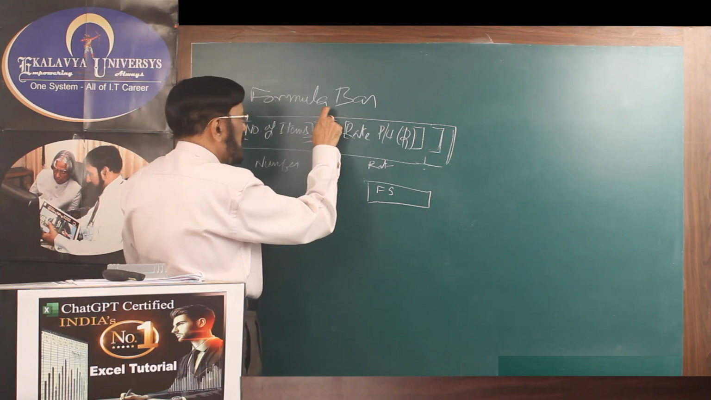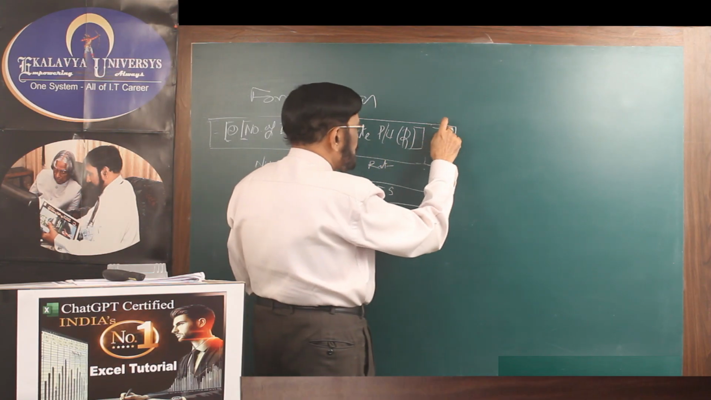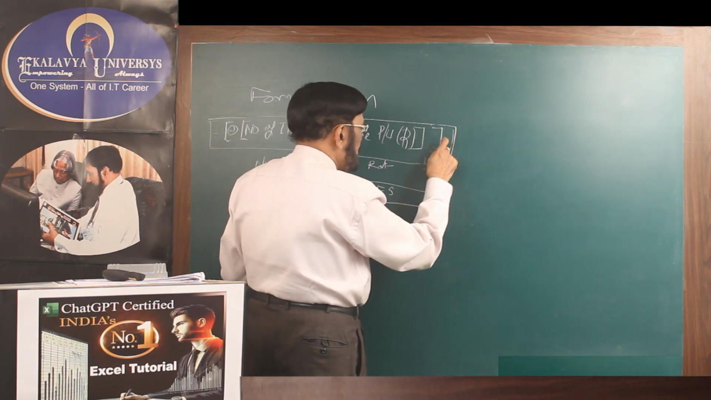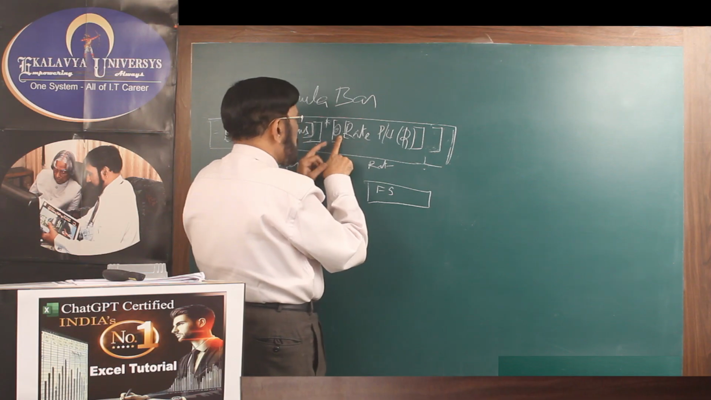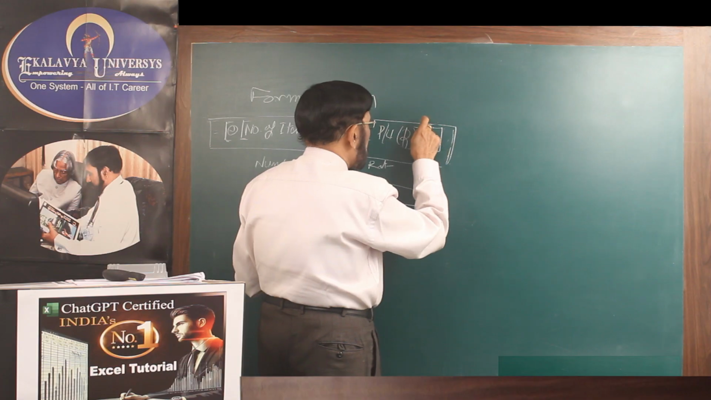And here, the multiplication symbol. This is the star symbol. Here, one opening bracket is there, one closing bracket is there. Okay. Now after that, one opening bracket is there, one closing bracket is there.